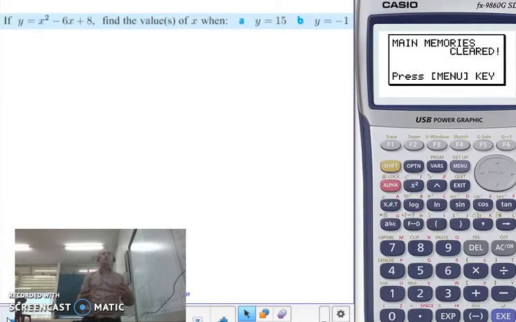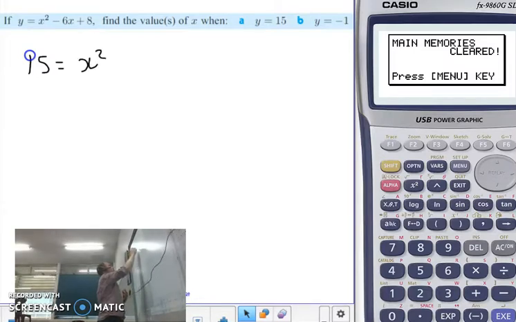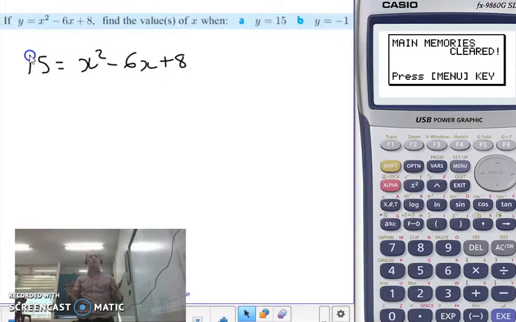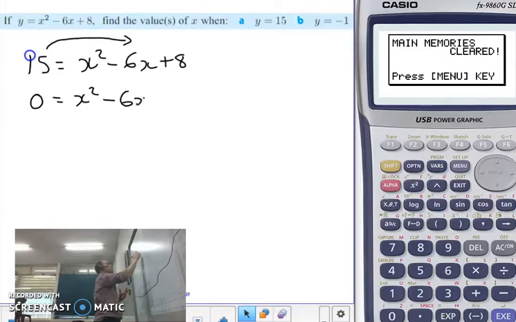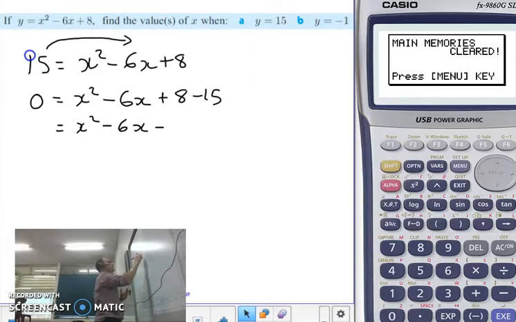Next one is if we're solving for the value of y. So this time 15 is equal to our equation, x squared take 6x plus 8. Now we can't do this simply. What we're going to have to do is rearrange our equation. So I'm going to move that 15 to the other side. So I've got 0 is equal to x squared minus 6x plus 8 minus 15. So x squared minus 6x take 7. Now we have to factorize this to solve for the values of x.